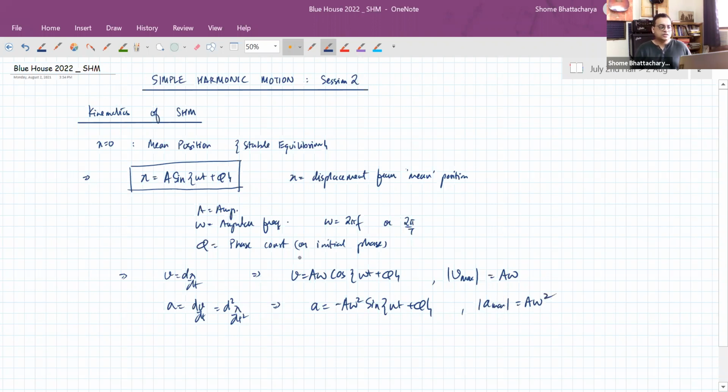Okay. And also we can see that there's a phase difference of pi by 2 between velocity and displacement, and a phase difference of pi between position and acceleration, or displacement and acceleration.